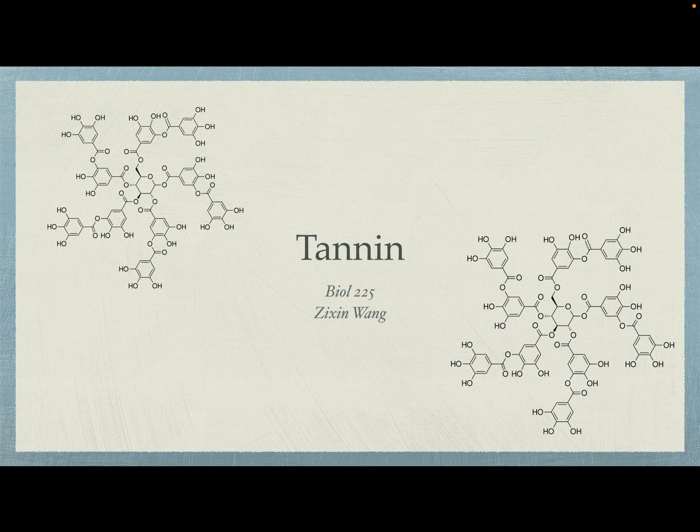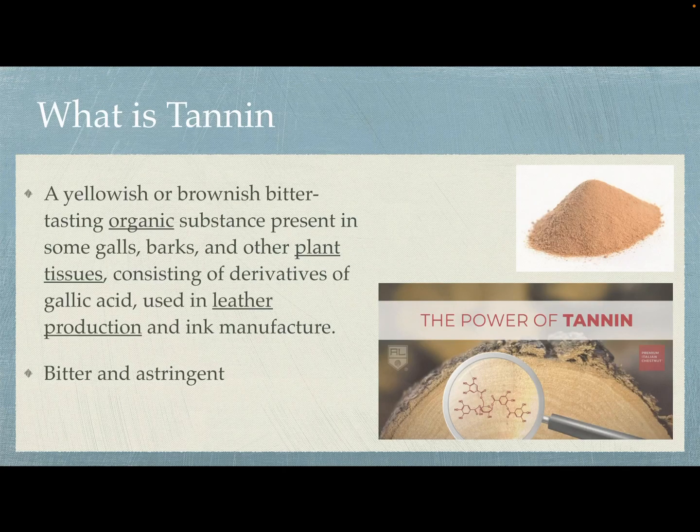I'm going to present the function of tannins and how they are used to render animal hide into leather. So the definition of tannin is a yellowish or brownish bitter-tasting organic substance present in some galls, barks, and other plant tissues, consisting of derivatives of gallic acid, used in leather production and ink manufacture.